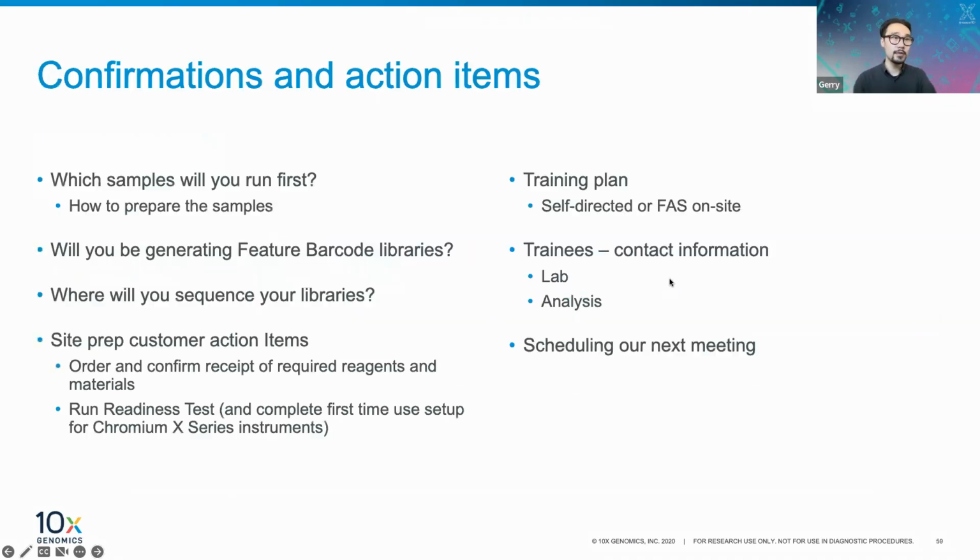Okay, so training next steps. Usually I would go through some of these items about what samples you would run, and whether you would be generating feature barcode libraries or not. But since we've already organized a couple of wet lab training sessions, I won't go through this, as we already have volunteers that have their own samples that we're going to run. But just know that these are some of the checklists of things that you need to think about, and that you can also discuss with me if you'd like to do your own wet lab run with your own samples.